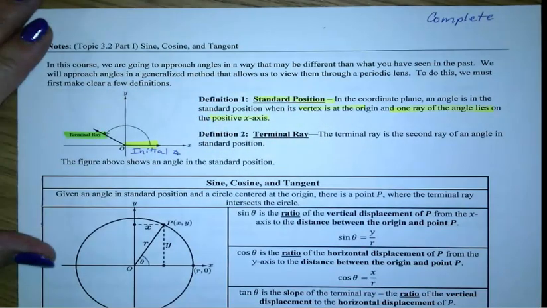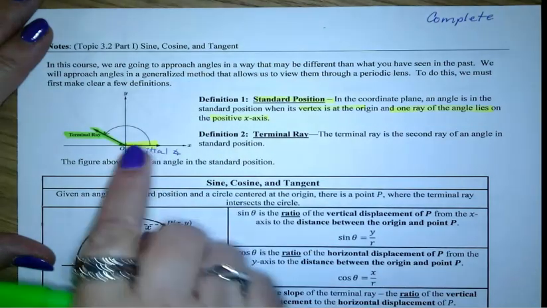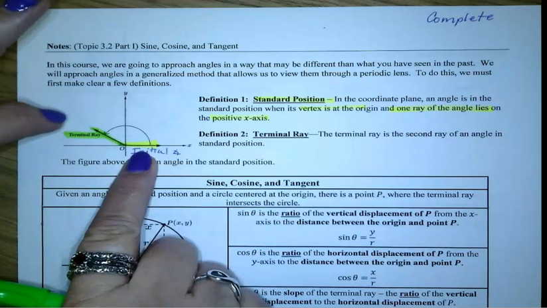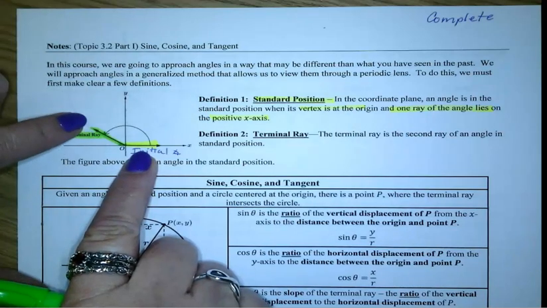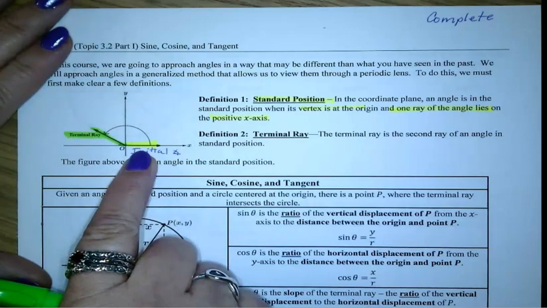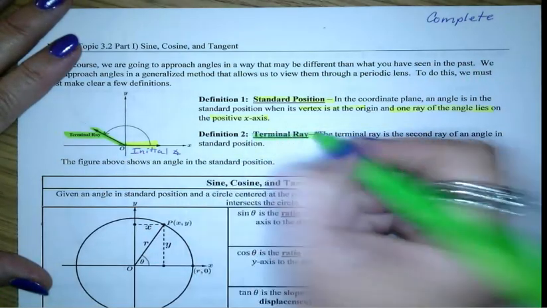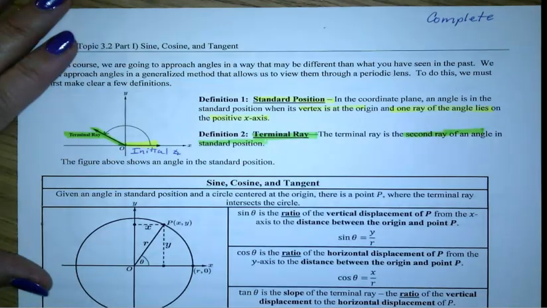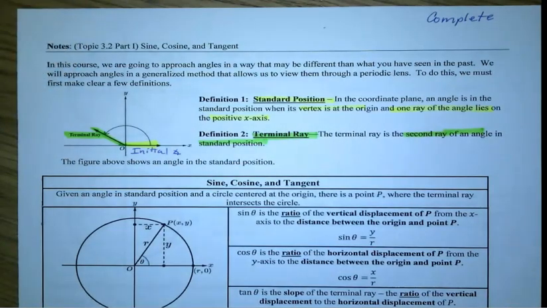So it terminates there. When we're talking about this angle, they originally start together on the positive x-axis, and then one side opens counterclockwise away from the initial side, and wherever that side of the angle stops is the terminal ray. So the terminal ray, definition 2 here, is the second ray of an angle in standard position, and that's the position of any standard angle. So it would be vertex at the origin, an initial side on the positive x-axis, opening away from that positive x-axis, and wherever that ray stops is the terminal side.